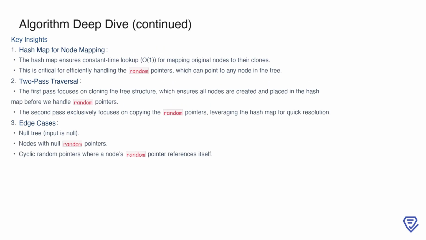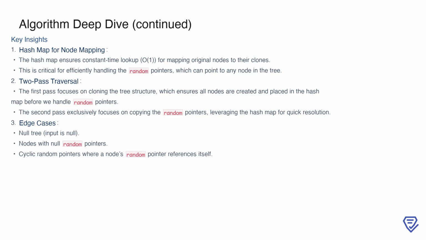The solution hinges on a few key insights. First, the hash map is critical for maintaining a one-to-one mapping between original nodes and their clones. This allows us to resolve random pointers in constant time, which is essential given the potential complexity of these connections.